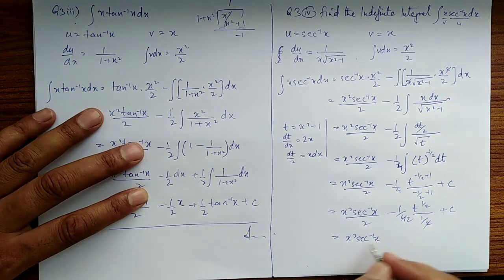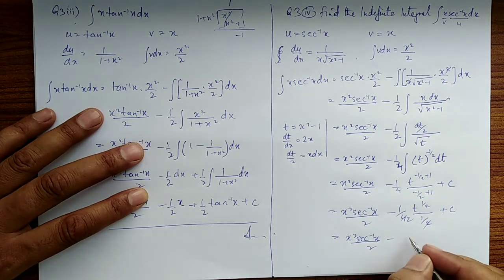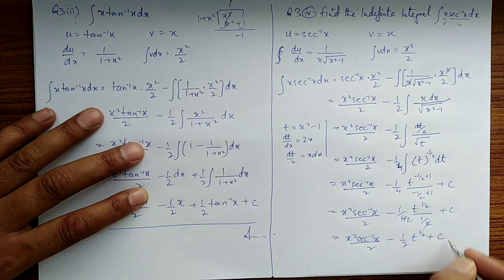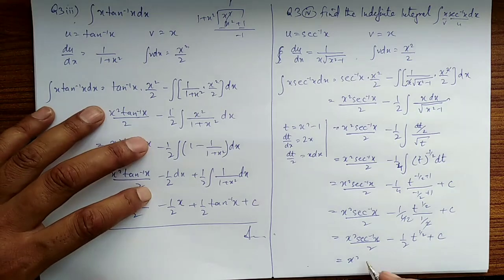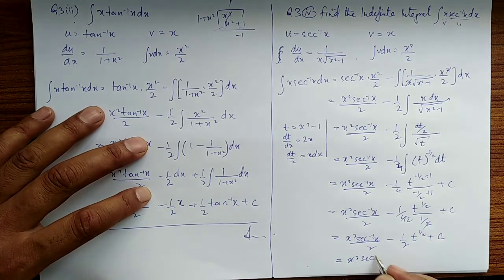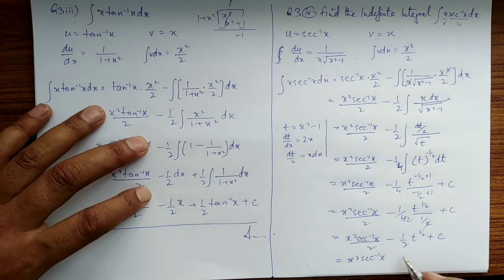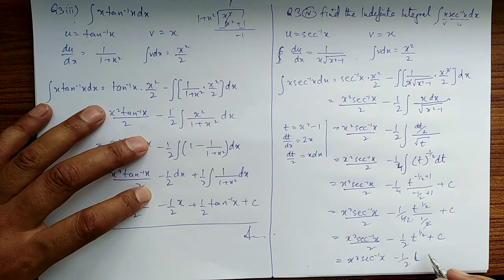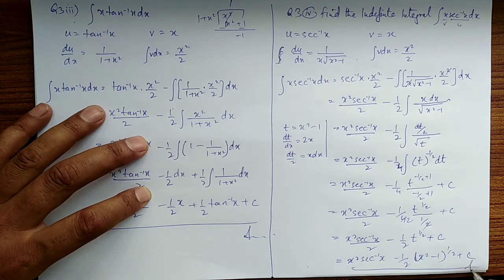Plus c, this gives us x square sec inverse of x divided by 2 minus 1 upon 2 t power 1 upon 2 plus c, and put the value of t. What's the value of t? That is x square minus 1, so x square sec inverse of x divided by 2 minus 1 upon 2 into x square minus 1 power 1 upon 2 plus c. This is our final answer. You can write this part as a root.